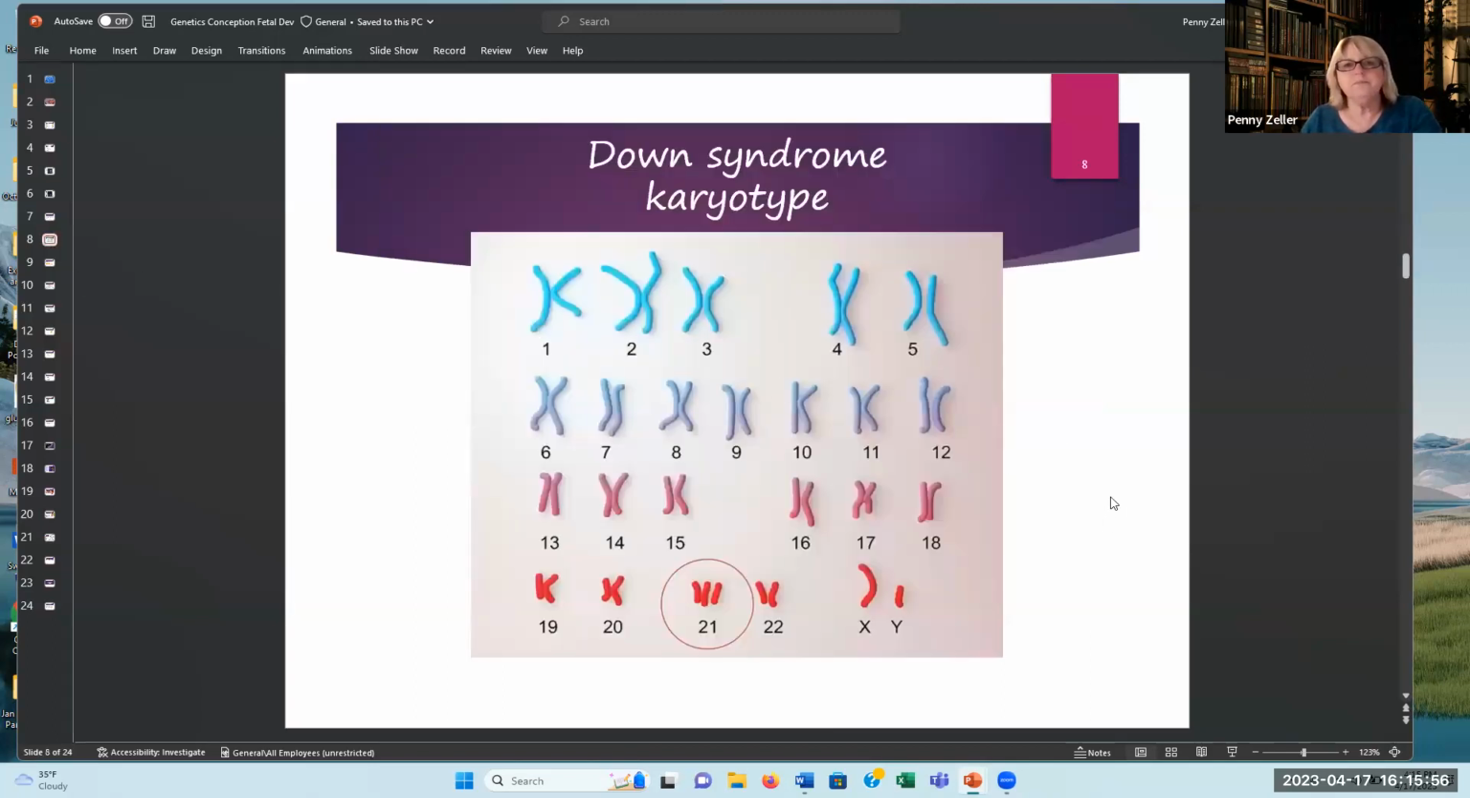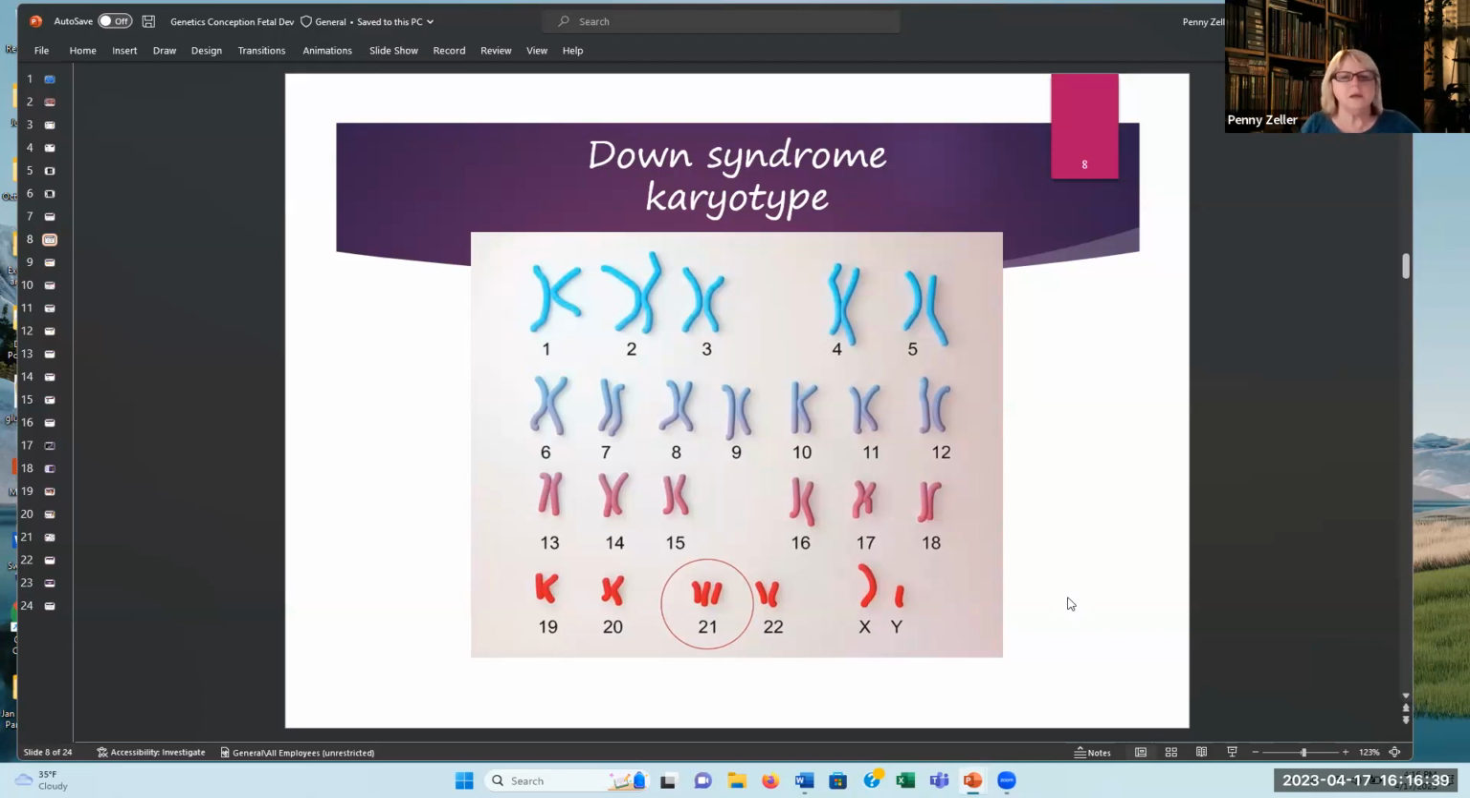In Down syndrome, remember the AFP is going to be low. And if we have a client that has a miscarriage, we can actually do a karyotype on the tissue from a miscarriage, and we can determine if that baby had Down syndrome by looking at the chromosomes. Okay, so Down syndrome means that there's 22 pairs, except number 21, there's 3 of them. There's 3 chromosomes on number 21. So Down syndrome is called a trisomy.